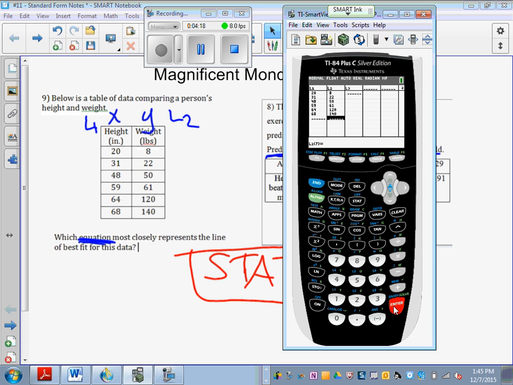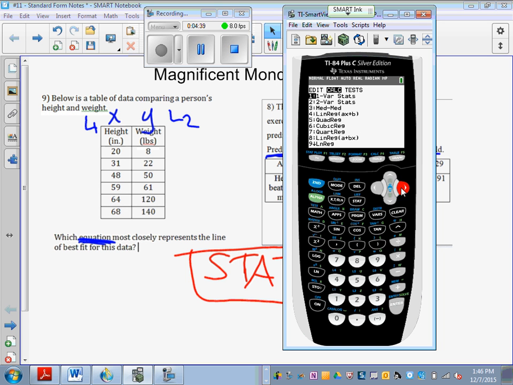Now it asks which equation most closely represents the line, so we need to write the equation of our line. So again, stat is the button we use. So we hit stat. And we want to calculate our line of best fit. So we arrow to the right. And in here, we always use option 4. The one that says LinReg, linear regression.